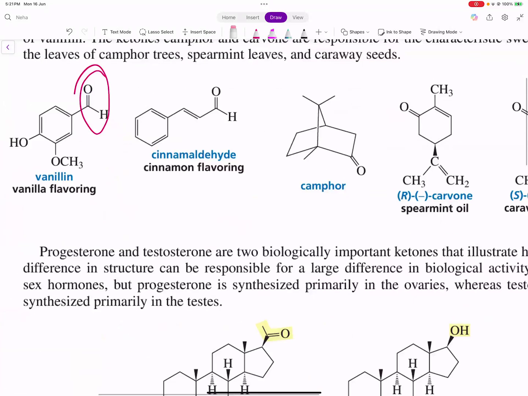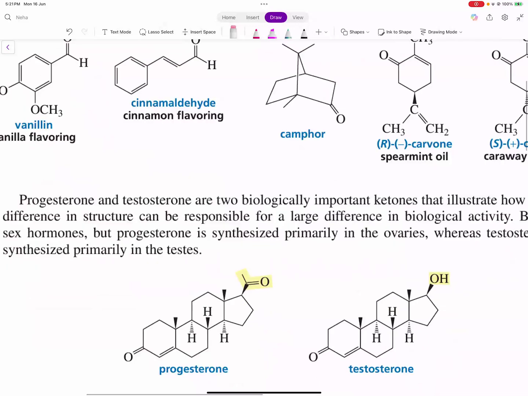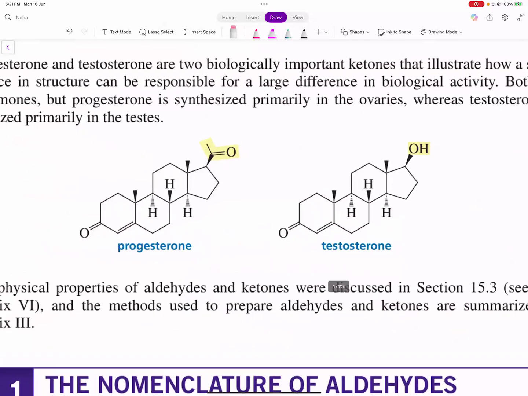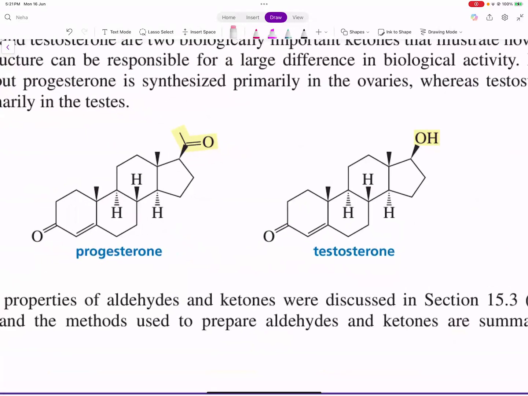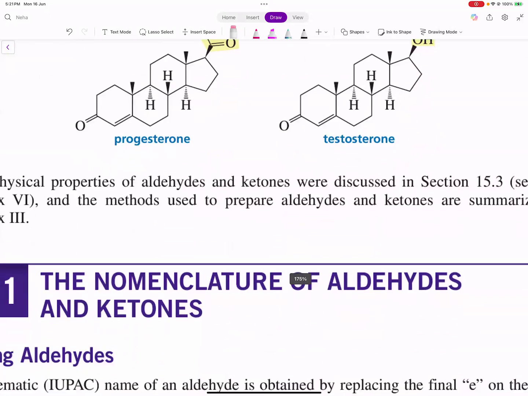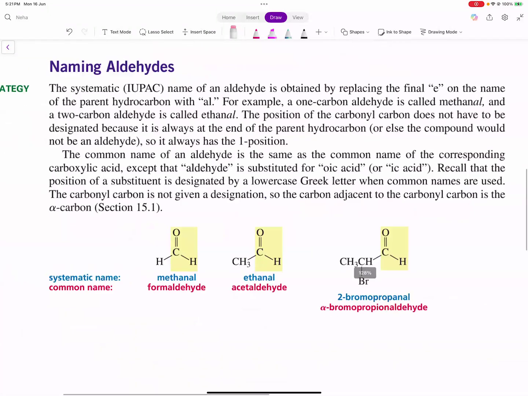And again, this is progesterone, the female sexual hormone, and testosterone, the male sexual hormone. You can look at the structures; everything is the same except the groups which are highlighted in yellow. Okay, now the nomenclature of aldehydes and ketones.